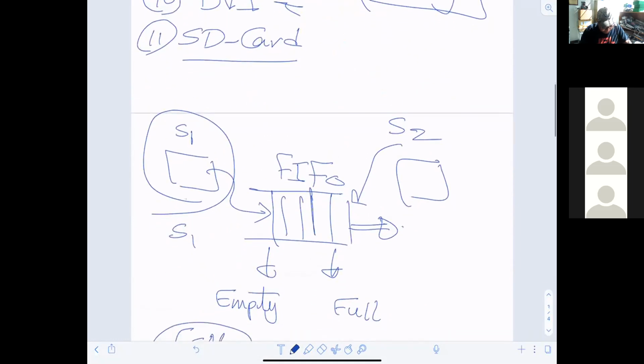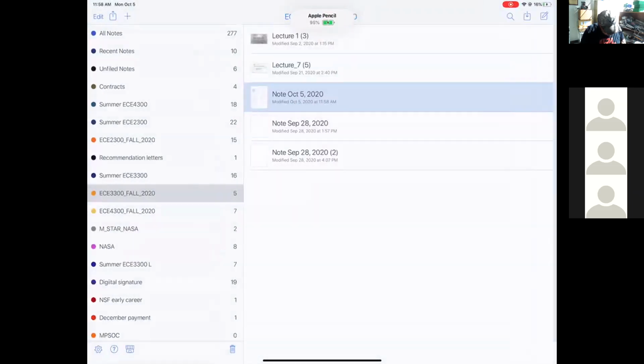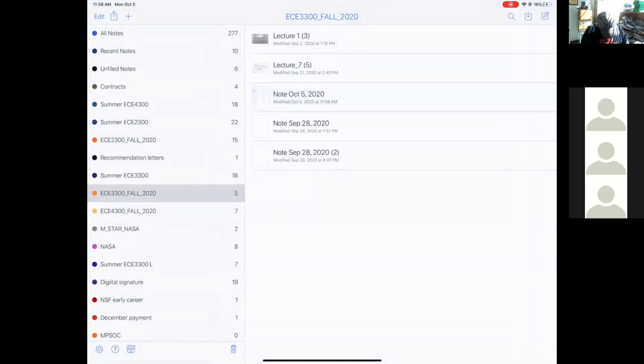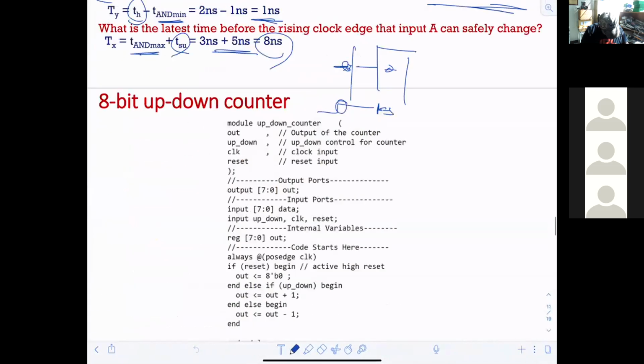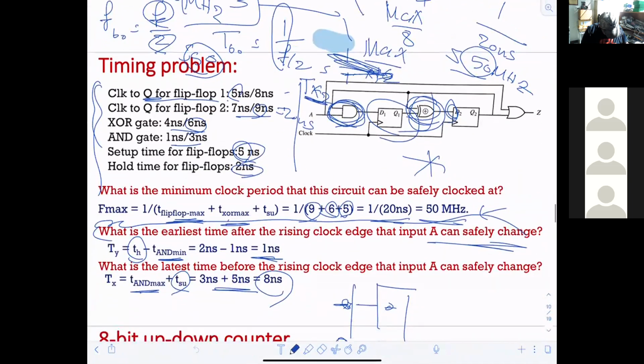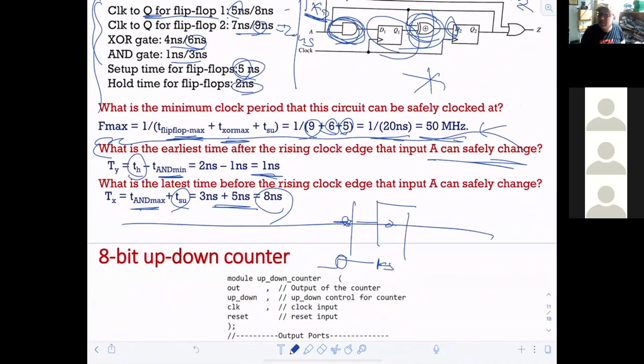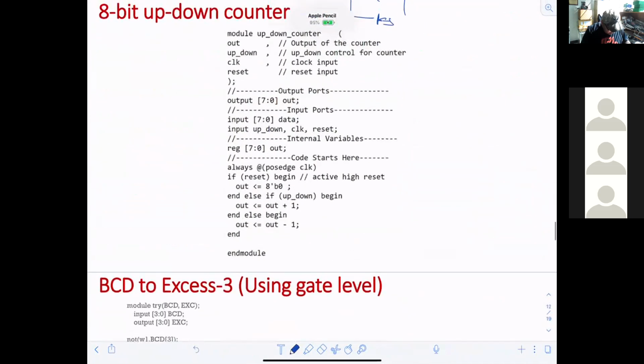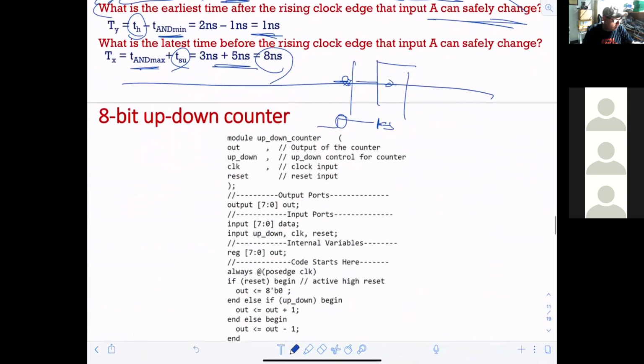Okay, anyway, let's go back to the slides and see where we started. We finished this part last time, right? I'm going to give you another batch of slides and continue on it, and then we'll return to the up-down counters.